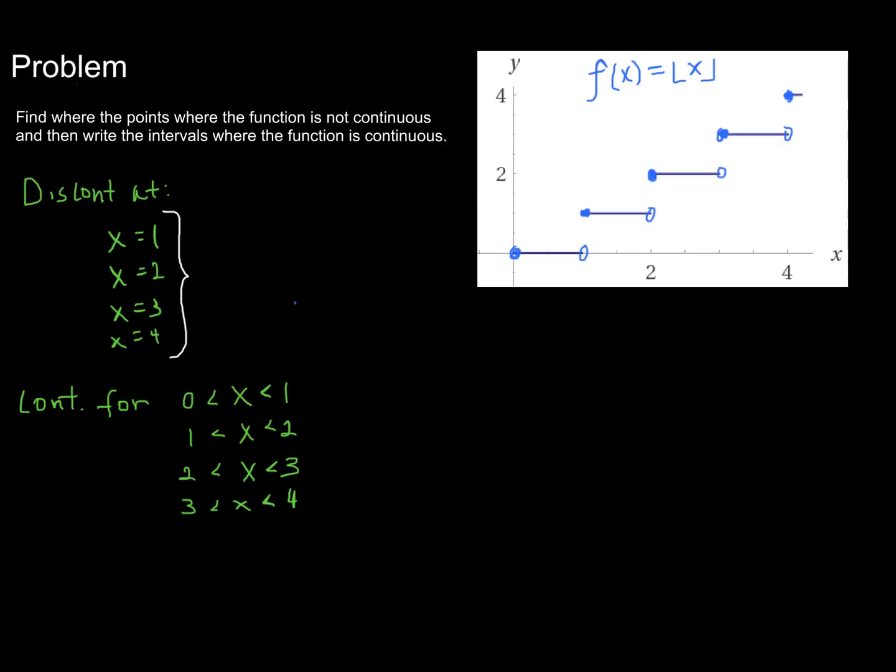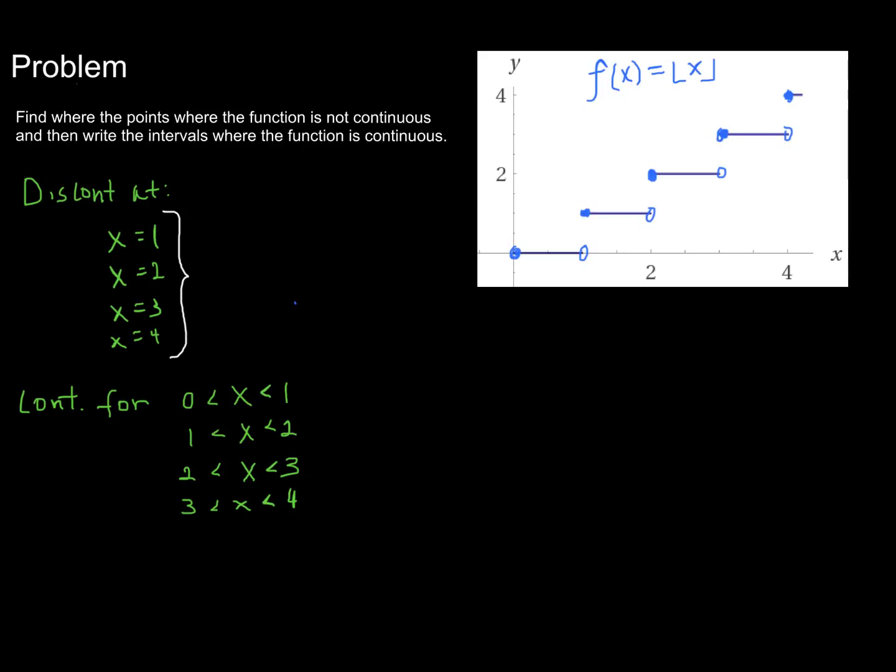If I look at x equals 1, let's see if we can find the limit first. To find the limit, I have to find the left-hand limit, which is 0. And if I then find the right-hand limit, that is 1. And so the limit doesn't even exist. There's no way for me to say that the limit value is equal to the function value. So very clearly it's not going to be continuous.